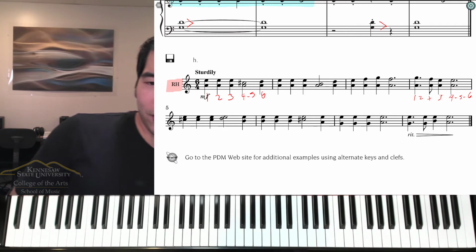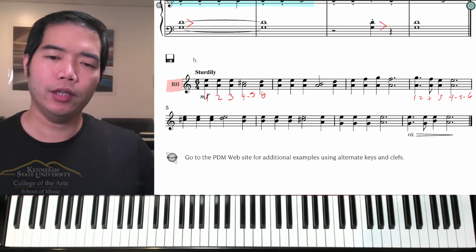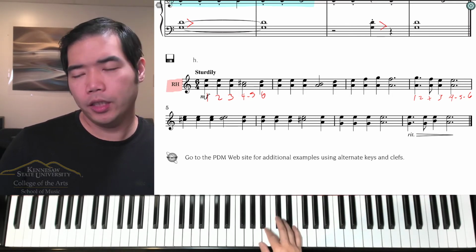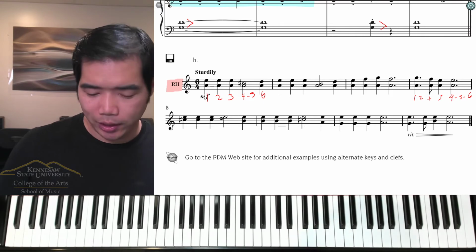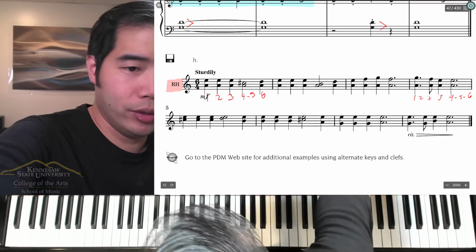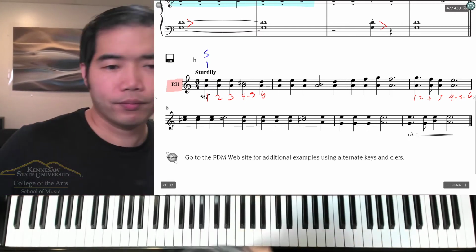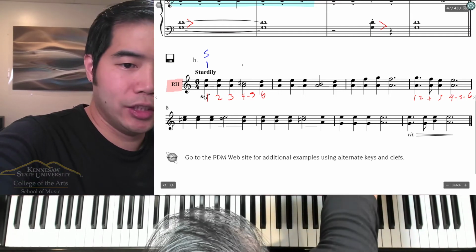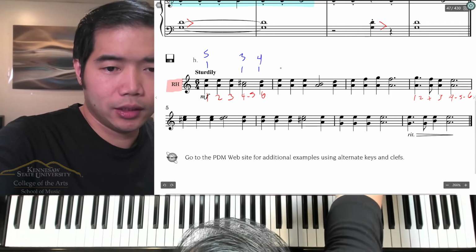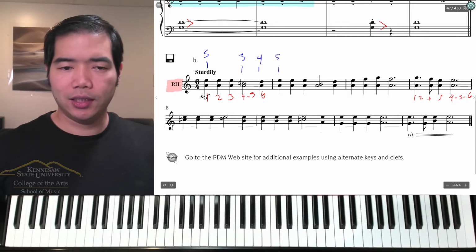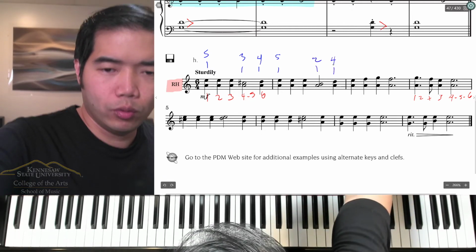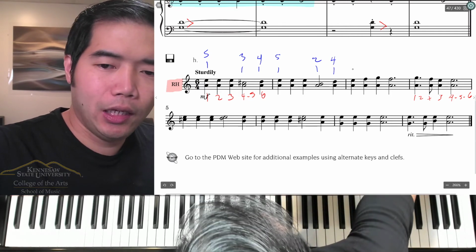Again, we want to determine the finger numbers. This one's a little bit trickier because it often exceeds the interval of a fifth. So in the beginning, we have A to E, which is just a fifth, so it makes perfect sense to start with 1 and 5. Then it goes to A, C sharp, which is a third, so 1 and 3 makes sense. A and D, 1 and 4 makes sense. A and E, 1 and 5. A and B, 1 and 2. A and D, 1 and 4. A and E, 1 and 5.